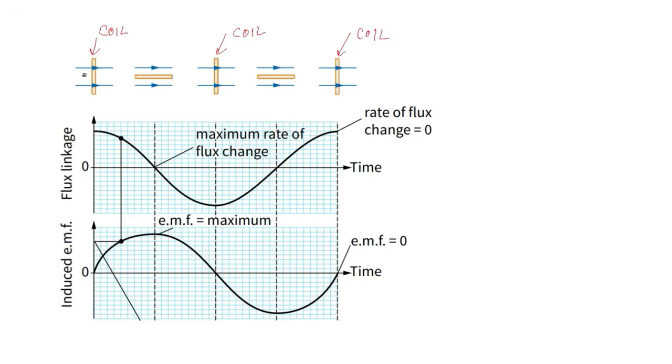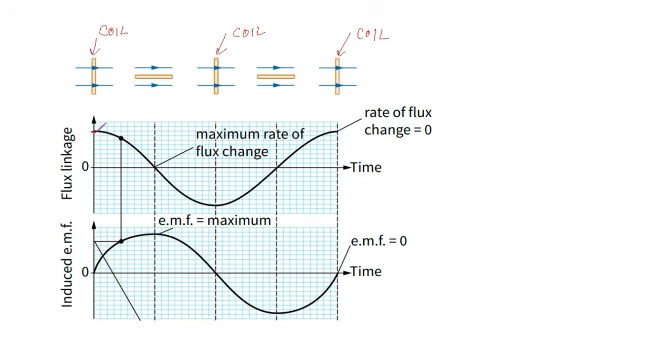Right? And the blue arrowed lines are the magnetic field lines. So over here, the coil is perpendicular to the magnetic field. So it rotates through 90 degrees here and 180 degrees. So check this out.